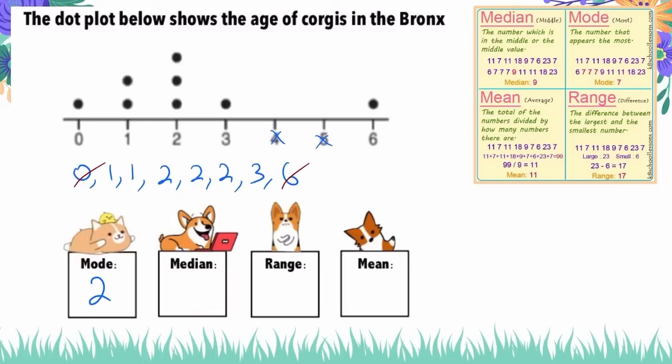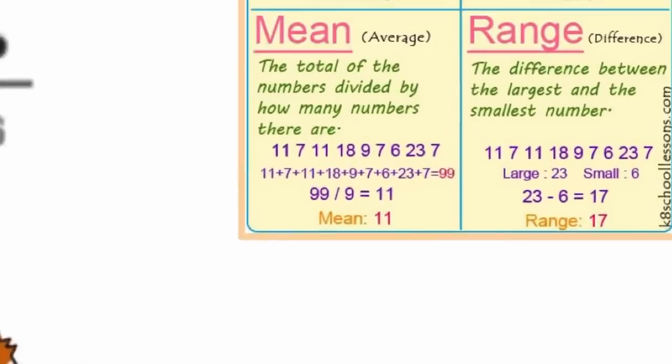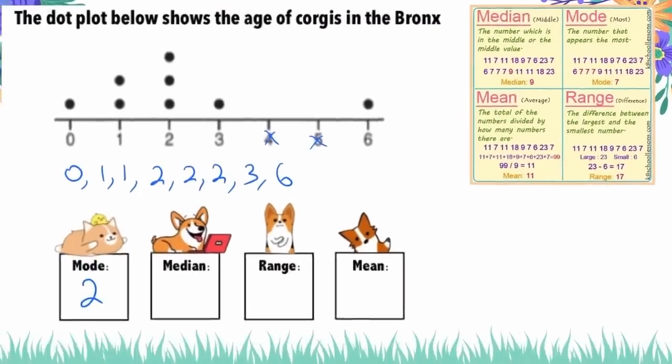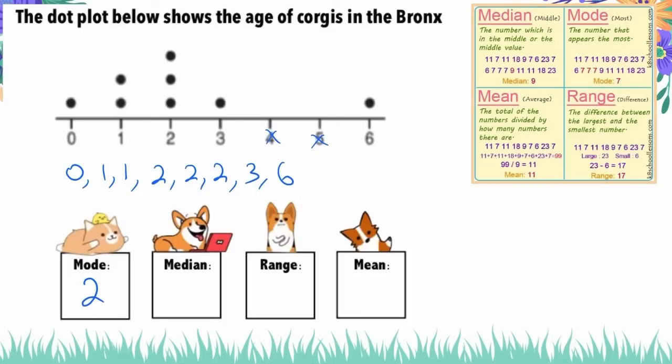Let's look at the range. The range is the difference between the largest and the smallest. So the biggest minus the smallest. What would be the range? So our range would just be 6 minus 0, which is 6.